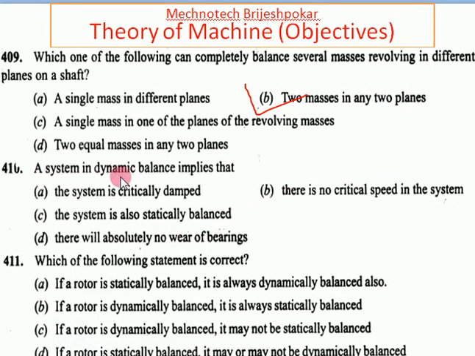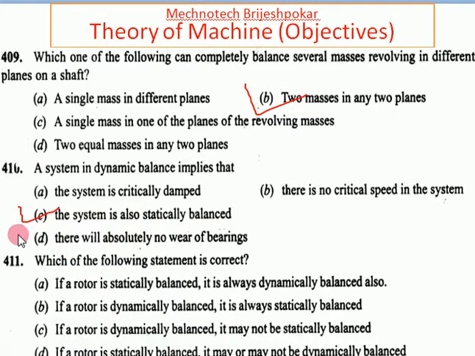A system in dynamic balance implies that, if the system is dynamically balanced then it implies the system is also statically balanced. Okay, so 410 answer is C.